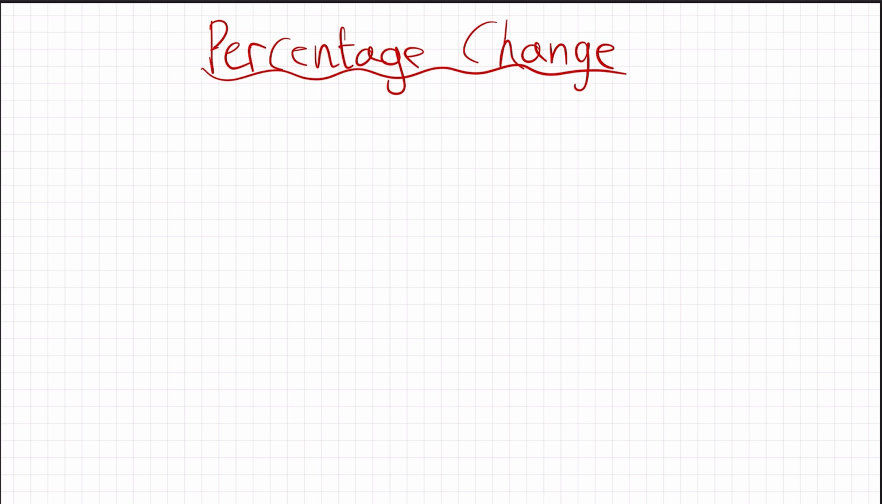how to calculate the percentage change between two numbers. So you usually get these in questions such as in an exam, and you'd get a question asking to calculate the percentage increase, the decrease, or it could just ask for the percentage change.